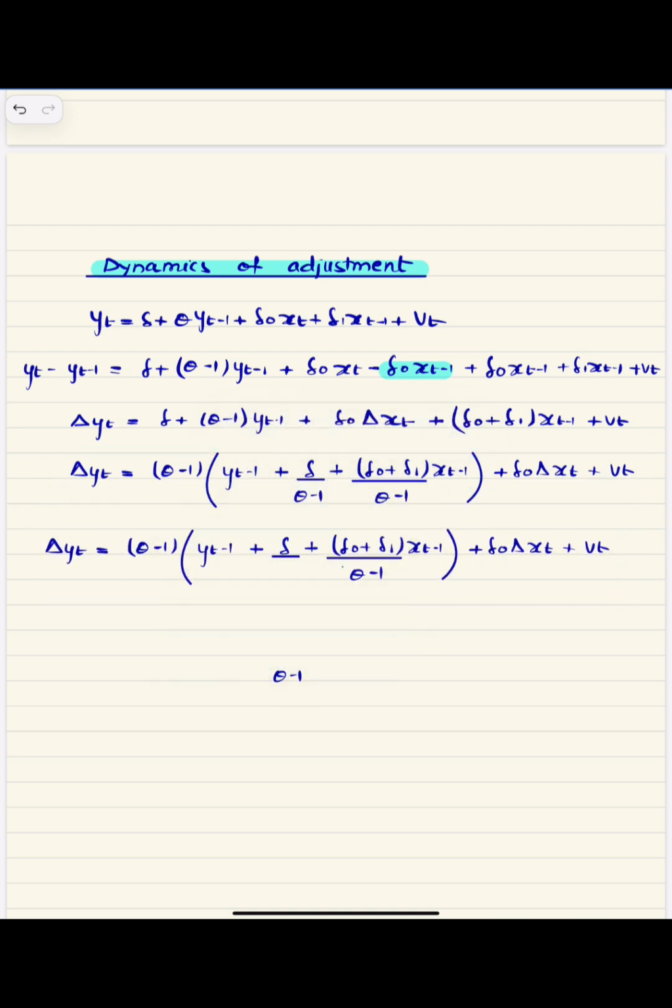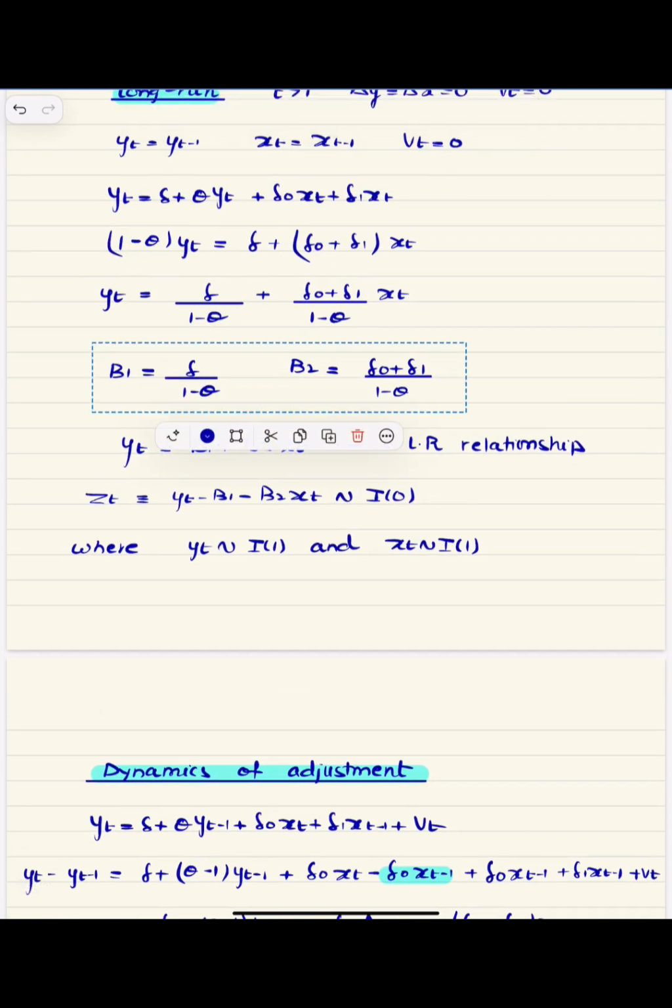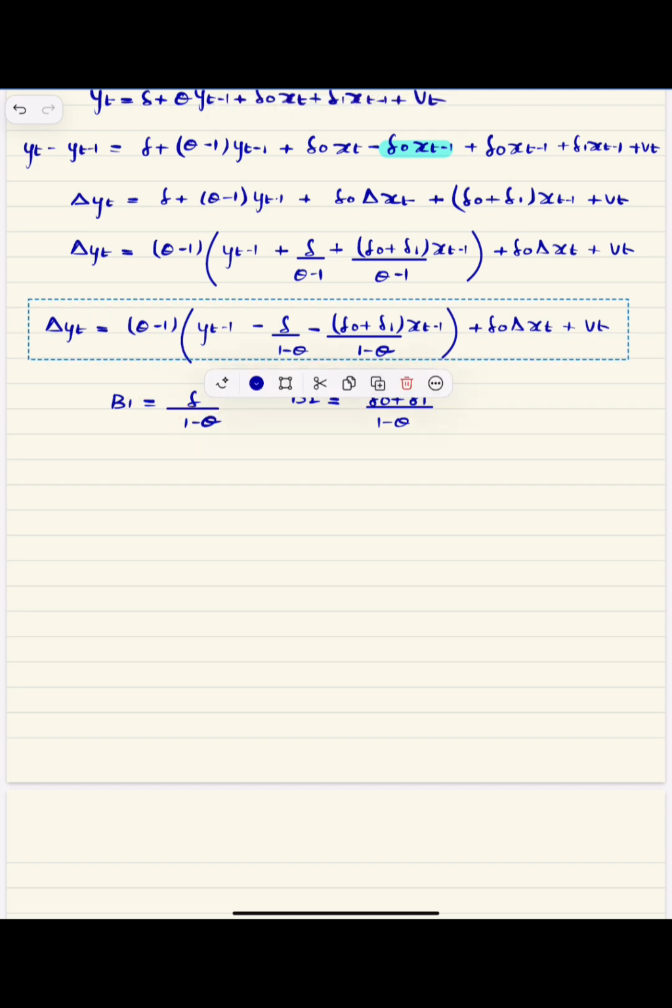I can put a 1 minus theta here, a 1 minus theta there. I'll let you know why I'm doing this, because I made a substitution earlier, which was that for simplicity, I assumed beta 1 is a delta over 1 minus theta. So the only reason I changed the denominator was so that I can use this beta 1 and beta 2. Okay, so let's rewrite this again.